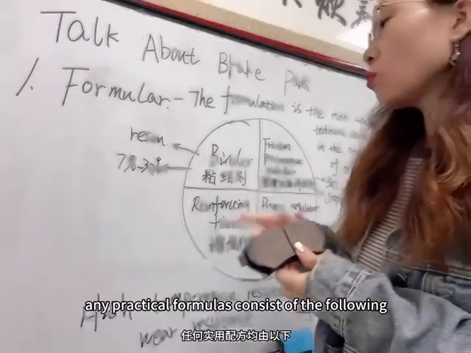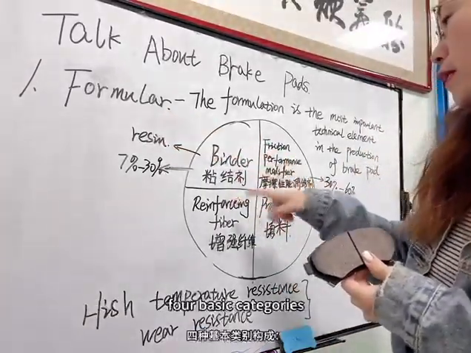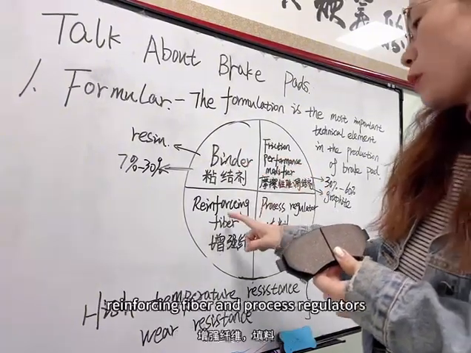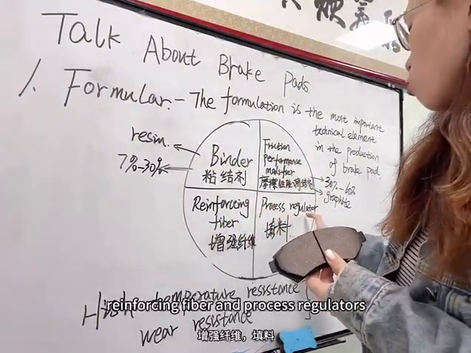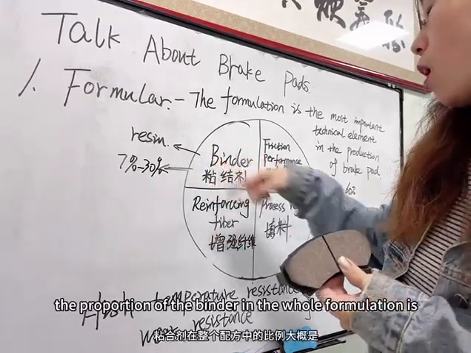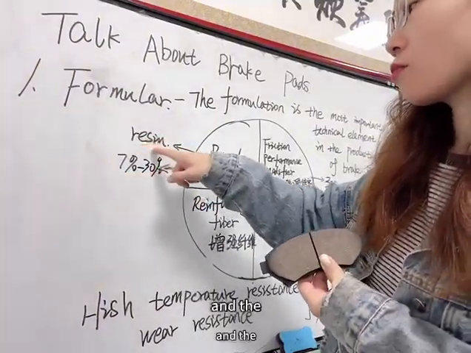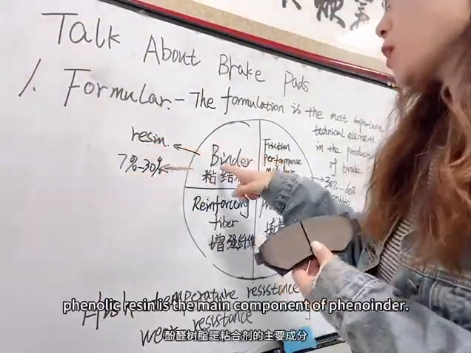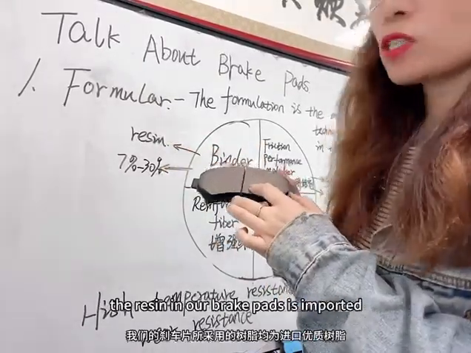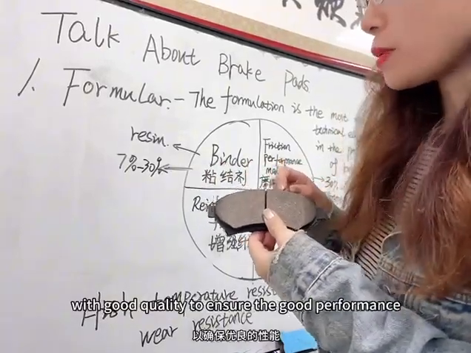Any practical formula consists of the following four basic categories: binder, friction performance modifier, reinforcing fiber, and process regulators. The proportion of the binder in the whole formulation is about 7 to 30%, and phenolic resin is the main component of the binder. The resin in our brake pads is imported with good quality to ensure good performance.